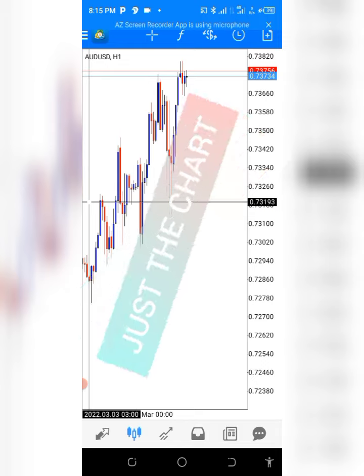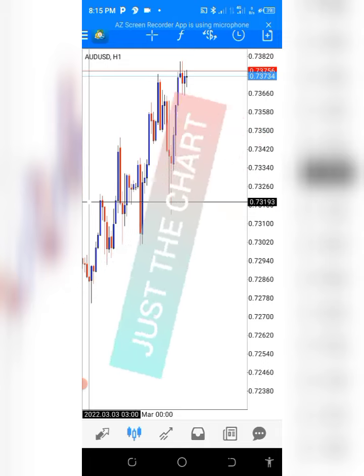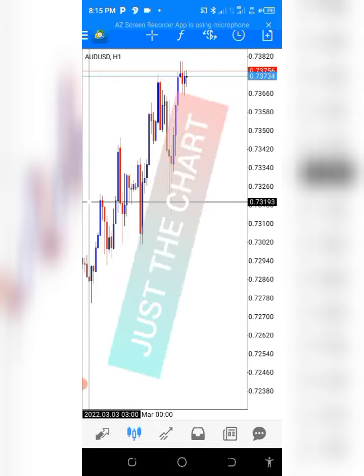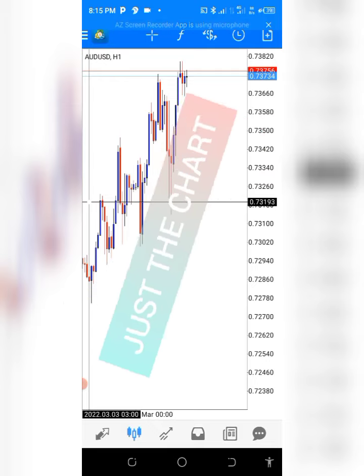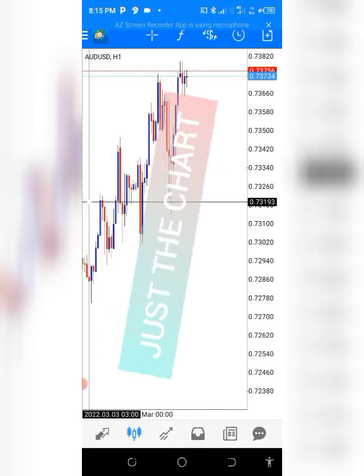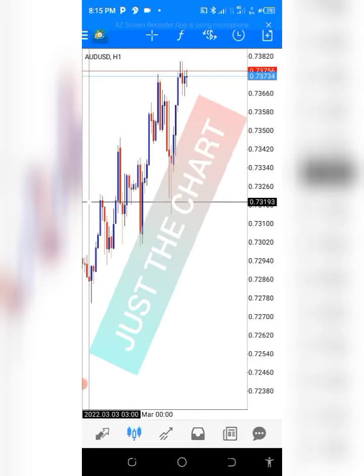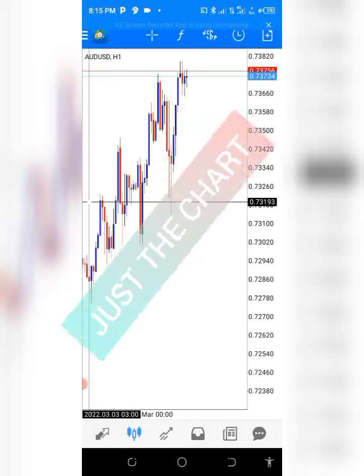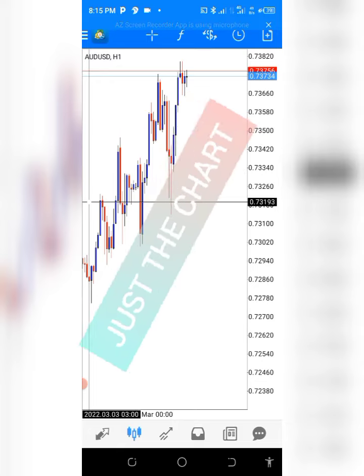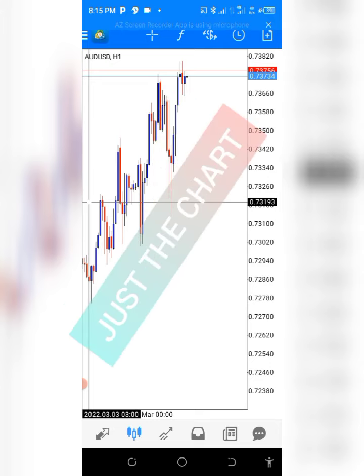While on a standard lot size, this will give us how many? Just tell me. I told you on a mini lot size, one pip equals to $1. On a standard lot size, one pip is equal to $10. So 10 pips will give you how many? It will give you $100. 10 pips on a standard lot size gives you $100.